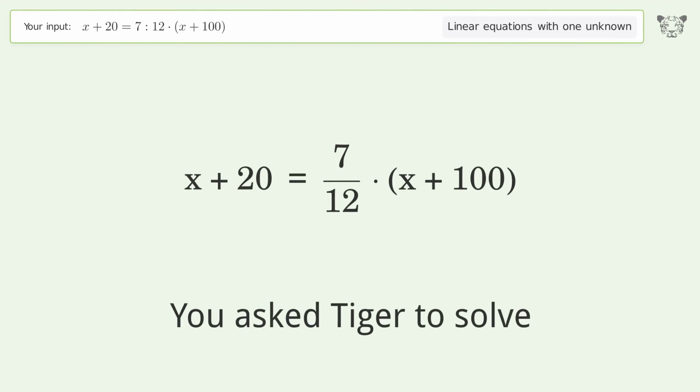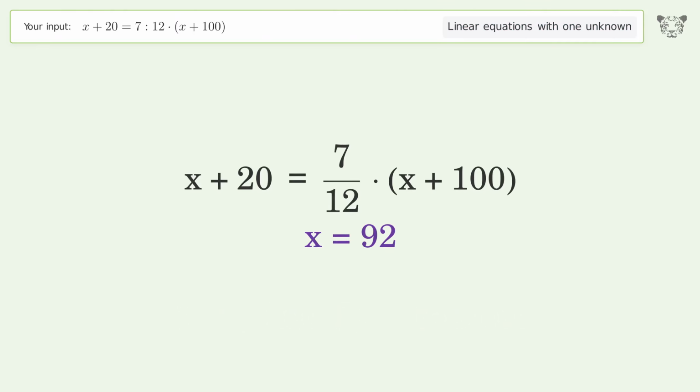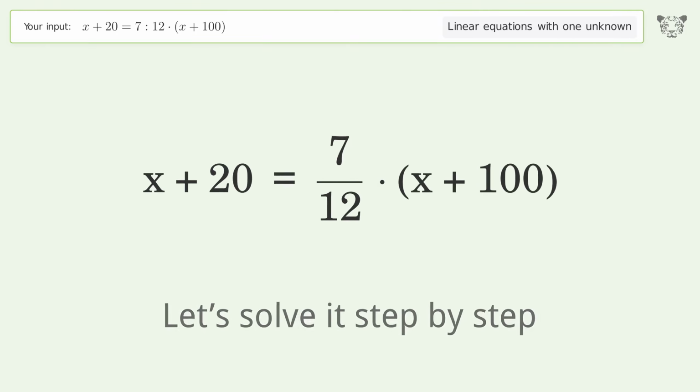You ask Tiger to solve. This deals with linear equations with one unknown. The final result is x equals 92. Let's solve it step by step.